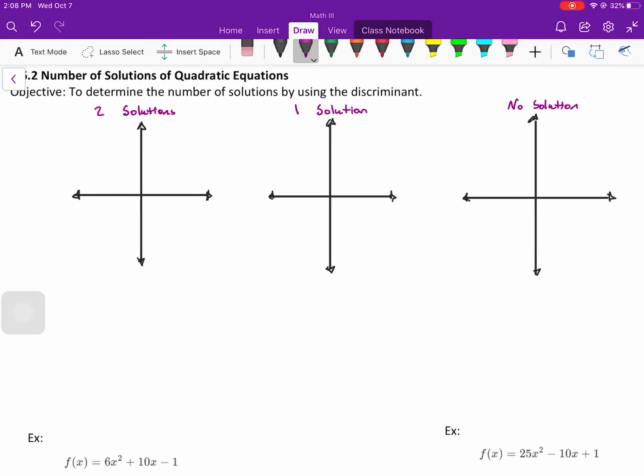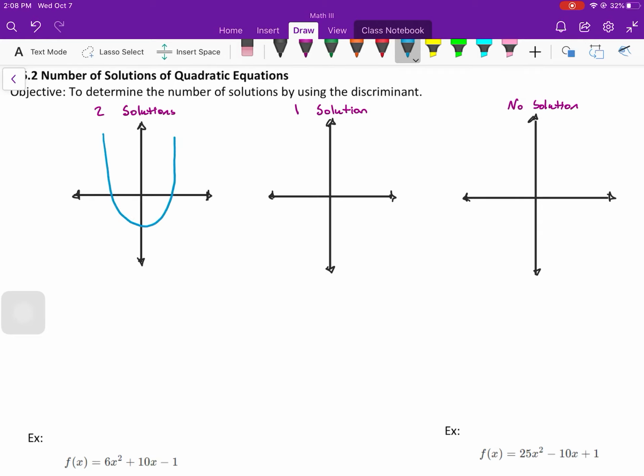Here's probably my favorite topic as far as quadratic equations. I don't know why I like it so much. I think it just makes so much sense. So if you draw a U-shaped graph, if you draw a parabola, there's up to two possible solutions. Because if you think about it, that's a U-shaped graph.